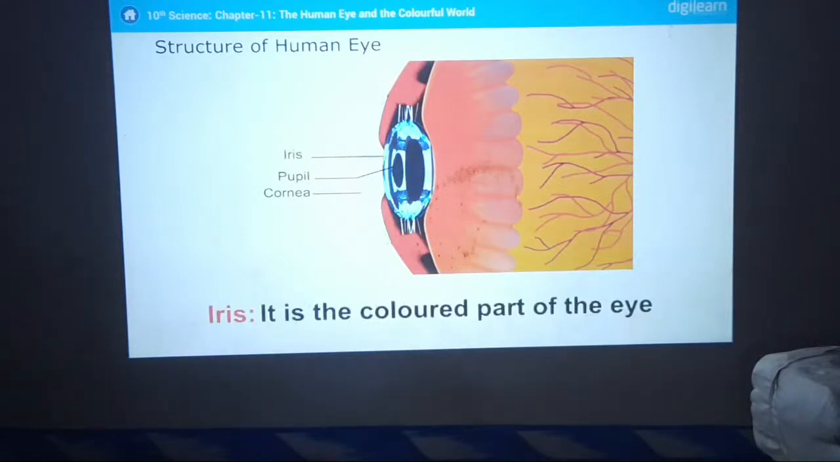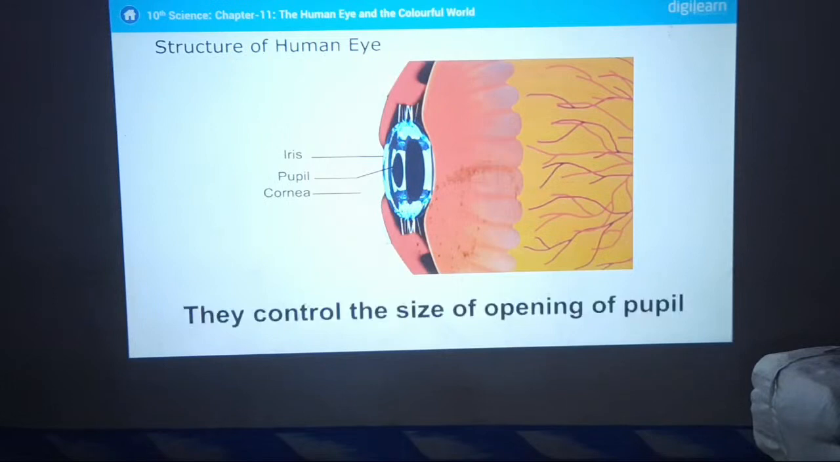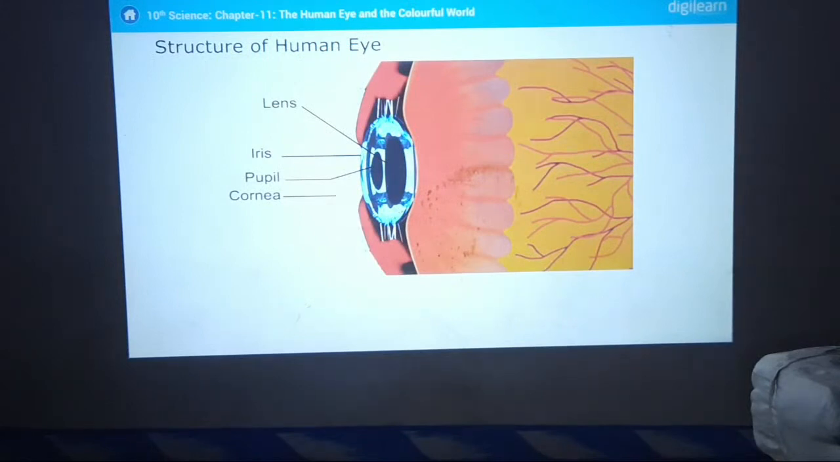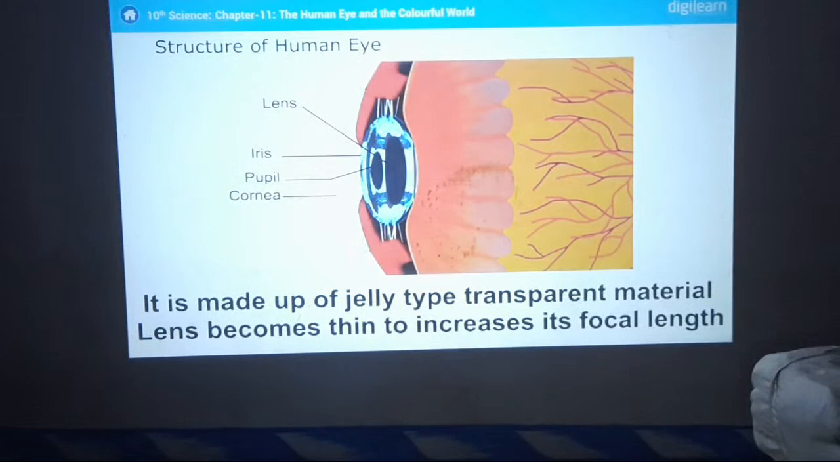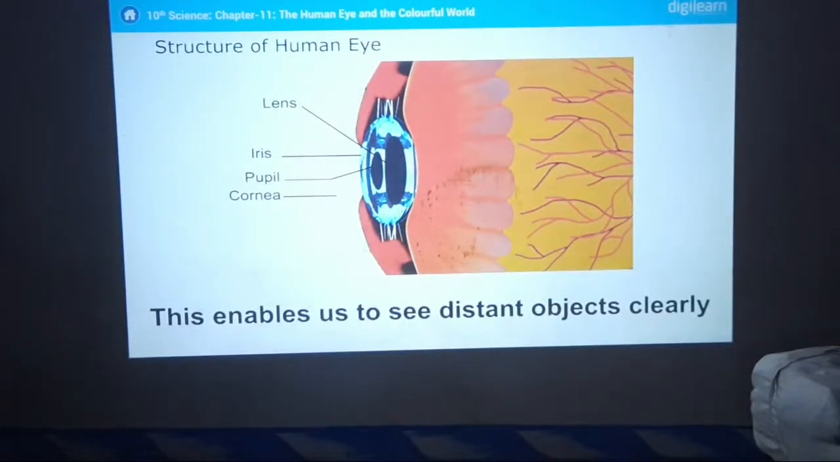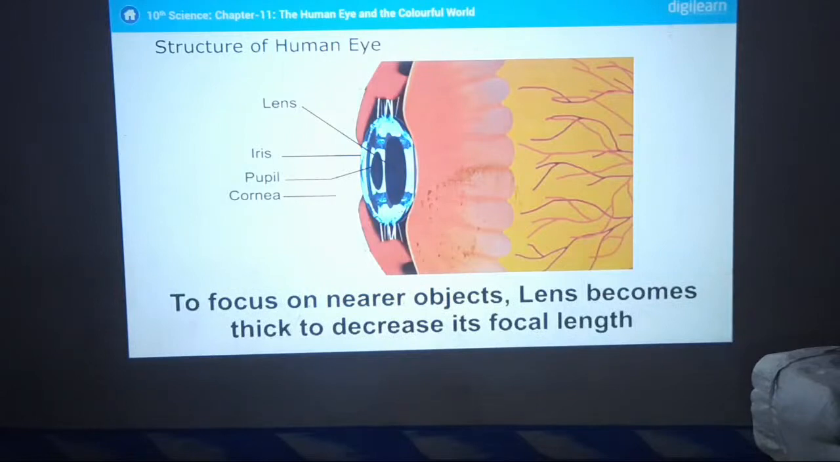3. The iris. It is the colored part of the eye. The iris is made of muscles to control the size of the opening of the pupil. 4. Lens. The lens lies just behind the pupil. It is made up of jelly-type transparent material. The lens becomes thin to increase its focal length. This enables us to see distant objects clearly. Focus on nearer objects.